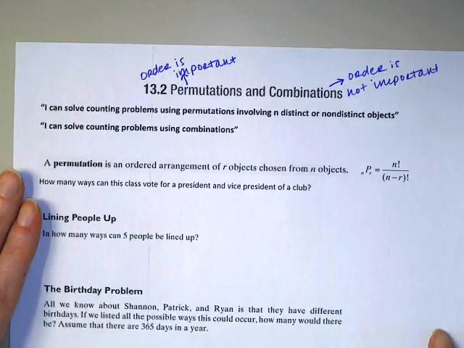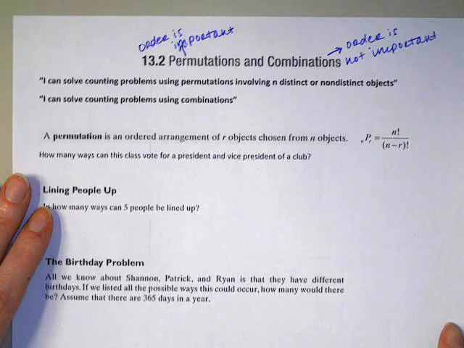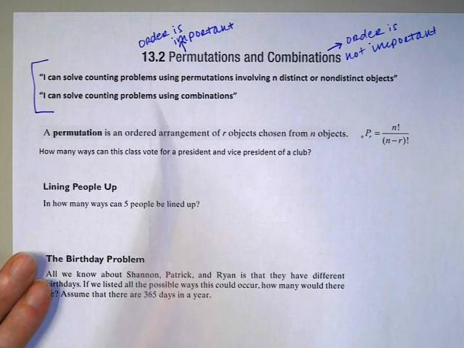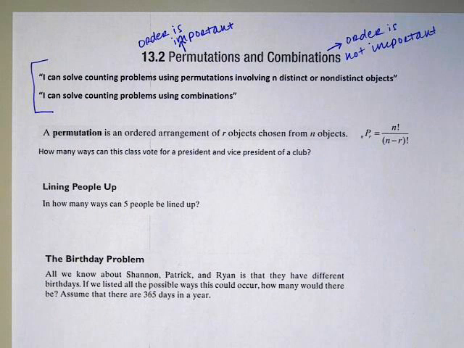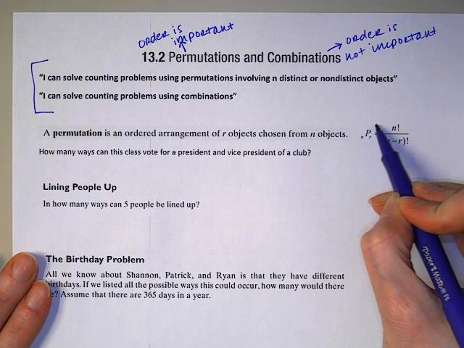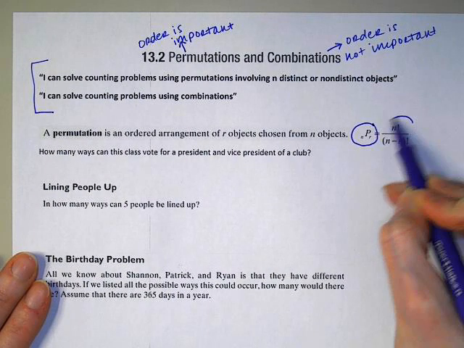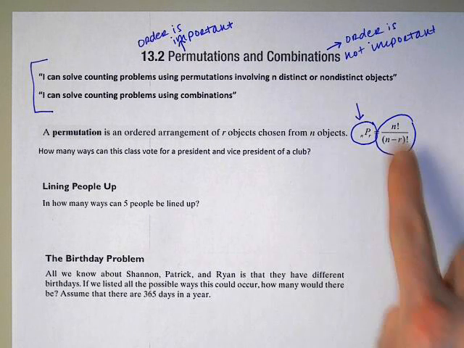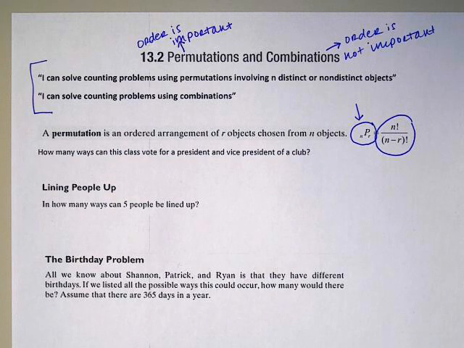All right, so permutations, order is important. Combinations, order is not important. And then here's our learning targets for today. So a permutation is an ordered arrangement of R objects chosen from N objects. And here's the notation, and here is the formula. Now you can also just type this in the calculator, right? If you don't want to do it the formula way.